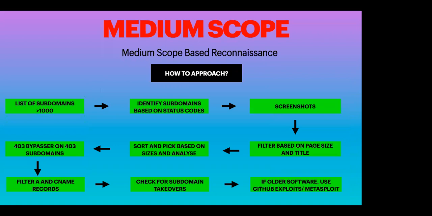Also, once you have identified the subdomains for a program, and let's say those subdomains are more than 1000, you can filter those subdomains based on status codes. Then you can take screenshots of those subdomains. Screenshotting, again, you don't have to do manually. There are many tools like Aquatone, Webscreenshot, Gowitness, etc. After you have taken screenshots of all the subdomains using these tools, you can filter all the screenshots based on page size and title if you want. Or I really like to sort all the screenshots based on page size only.